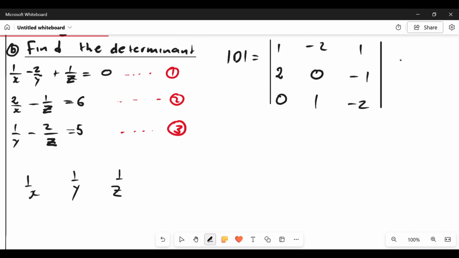So for this one as well, we're going to use the cofactor signs. So let's just redo them here. We have plus, minus, plus, minus, plus, minus, plus, minus, plus. Remember, the signs here are alternating, guys. Let us not forget that.